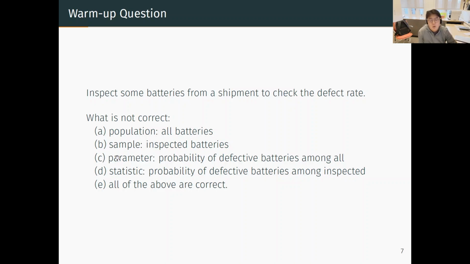They are the sample. What we want to know is the parameter, that is the probability of defective batteries among all batteries I received. Among all, that's the point. We do not observe all batteries, so we calculate a statistic, which is the probability of defective batteries among those inspected. Those that are inspected are observed, so you can calculate the probability among inspected. So this is exactly another example of estimation.